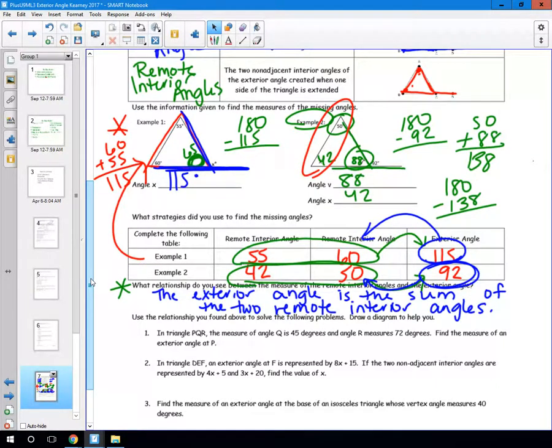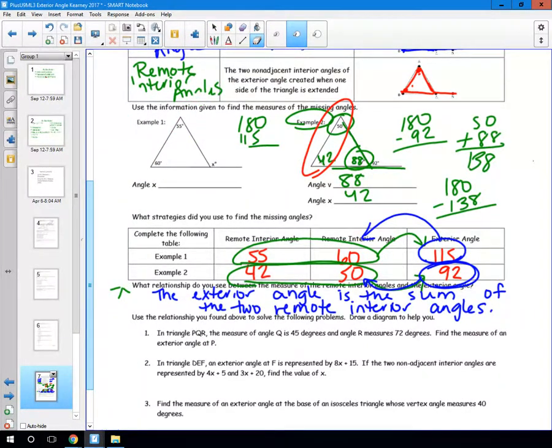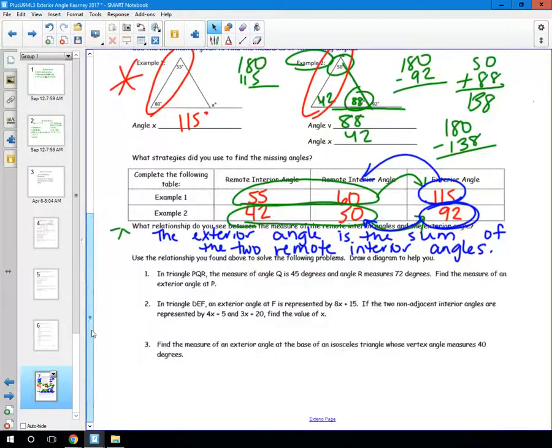So if I know that, that would probably make my life a lot simpler. For example, if I go back up to example 1, it's asking me to solve for that angle x. So what I could do is just add 60 and 55 and know that my exterior angle is 115, okay? So in the next problem, I'm just going to help you get it set up, and then I'm going to let you solve.